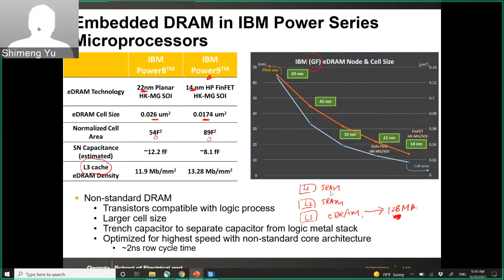But you cannot do that for the L1 and L2. Why is that? Any idea? eDRAM has higher density. Why don't we replace L1 and L2 with eDRAM? Any idea?